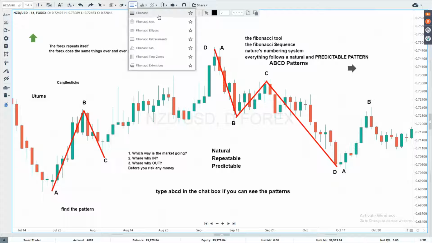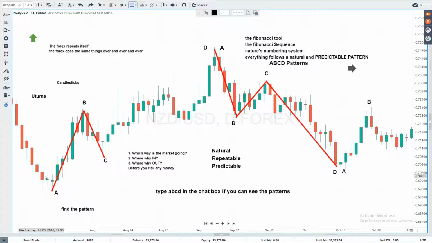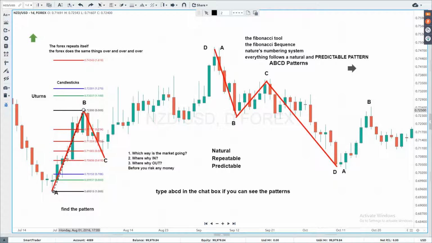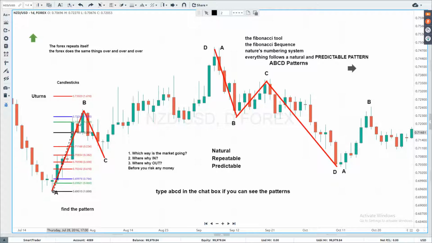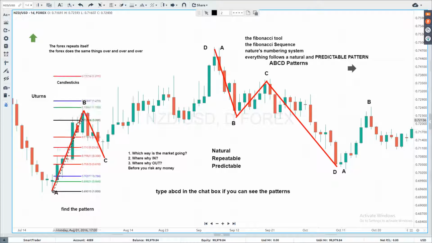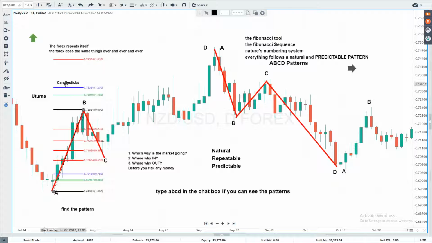Now watch what happens when you click on that and you come over here to this pattern you found. You're very simply going to draw a line from A to B, and that Fibonacci tool is going to show up on your screen. See what I did there? I clicked on that, and I came down here, drew a line from A to B. Now what? Now the Fibonacci tool shows up. Okay, there it is, and it sort of looks like a step ladder. Okay, and it's color coded. What are those numbers? Those are the Fibonacci numbers. Okay, it looks complicated, but it's not.